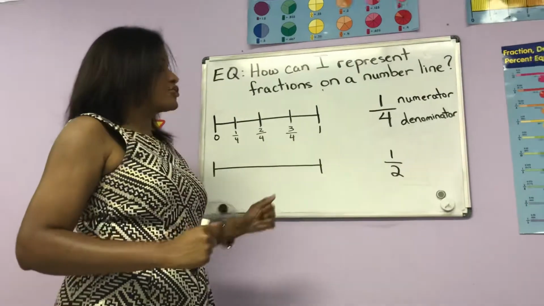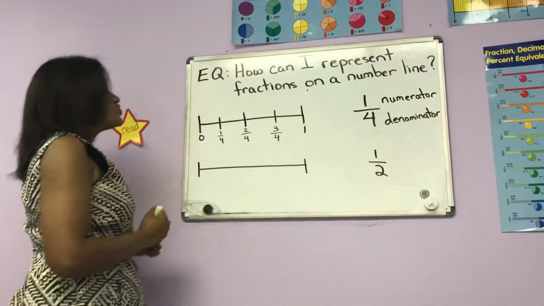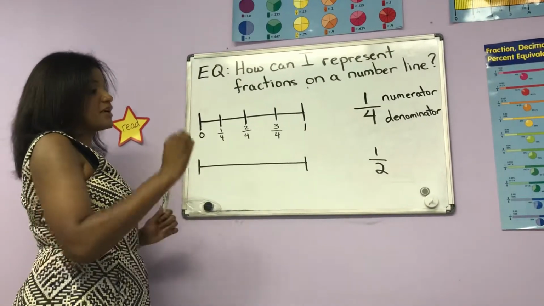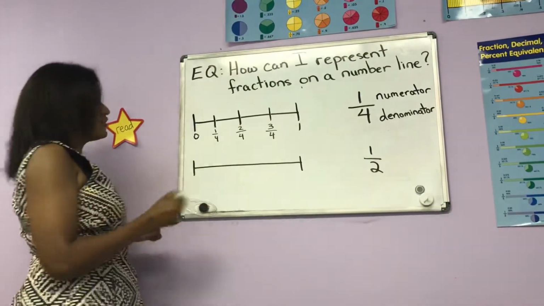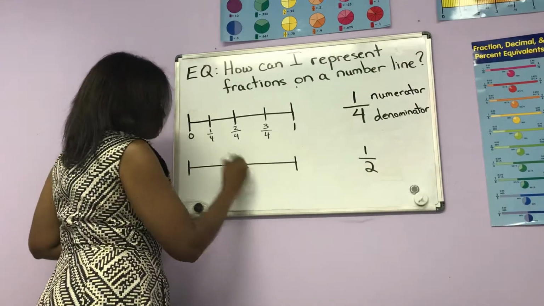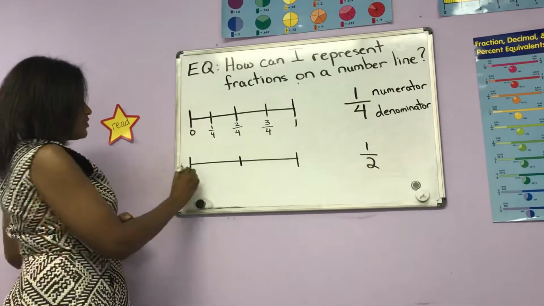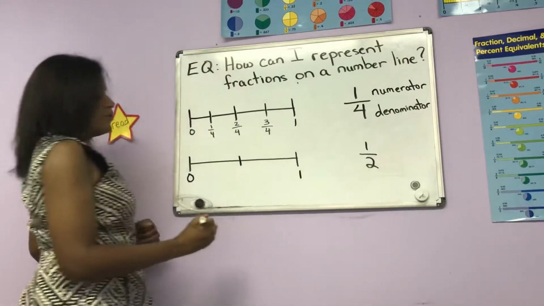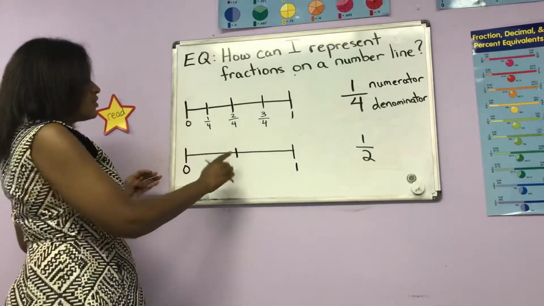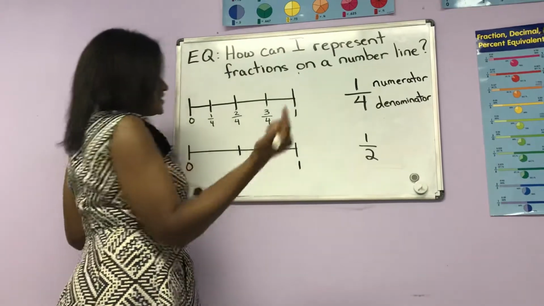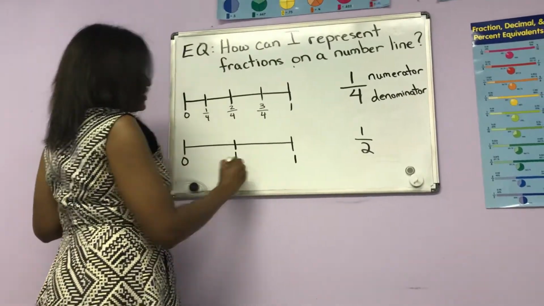Again, the numerator is 1, the denominator is 2. So the denominator tells me how many parts I have in my fraction. So I have 2 parts here. So I can easily make 2 parts. So remember, this is 0. This is the full 1. It's a proper fraction. It's between 0 and 1. So this is the first half, and this is the second half. So 1/2 is right here.